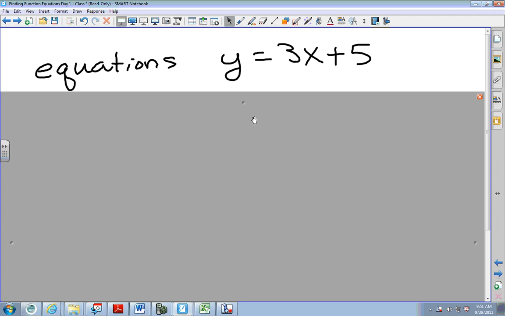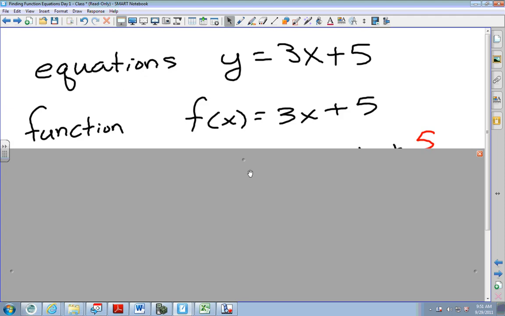You can write it, for example, if you wrote y equals 3x plus 5. If I wrote it as a function, you could have it as f of x equals 3x plus 5. Y equals and f of x mean the same thing.